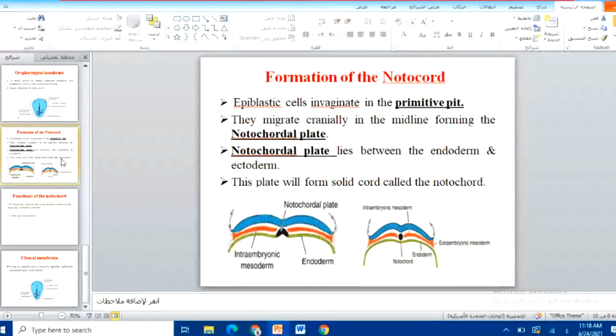So some cells that are aggregated in the primitive pit will invaginate. Okay, and they may migrate cranially to the midline, forming a plate that we call the notochordal plate. Come on, notochordal plate. I mean, the first thing that will form is the notochordal plate. Then from this notochordal plate, there will be formed the solid core that we call the notochord. Okay.